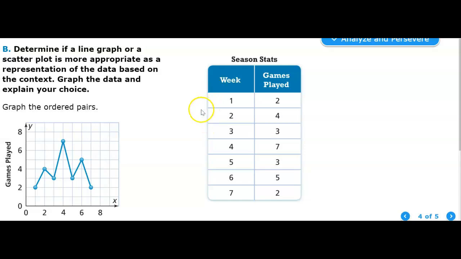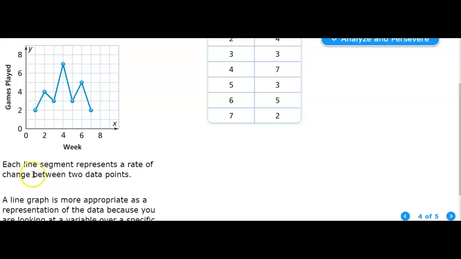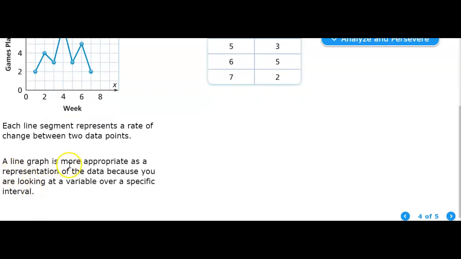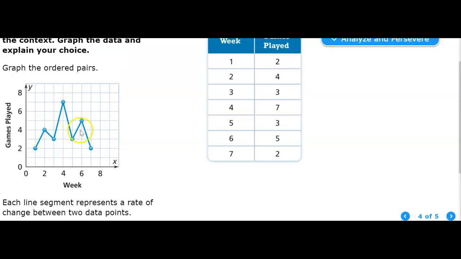So if we were to graph them, you would start with 1 and 2. So 1 would be on our X and then 2 would be on our Y. And then we continue graphing each one of the ordered pairs. And then as you can see, once we look at this data, we are able to connect the dots and create line segments. Each line segment represents a rate of change between those two data points. And so a line graph is more appropriate as a representation of the data because you are looking at a variable over a specific interval or period of time.